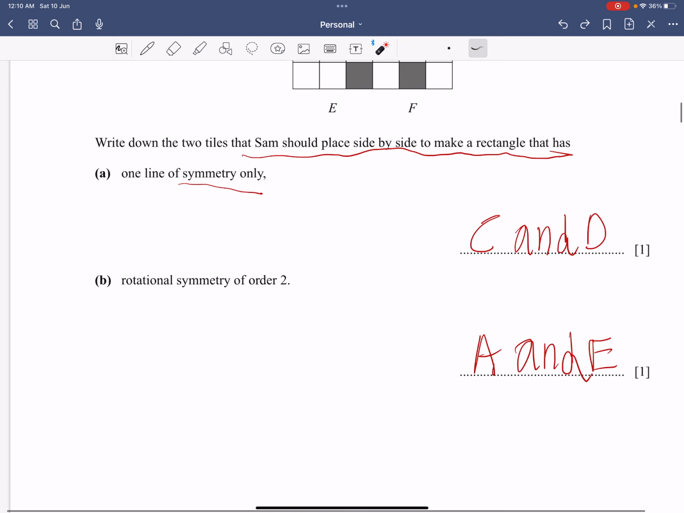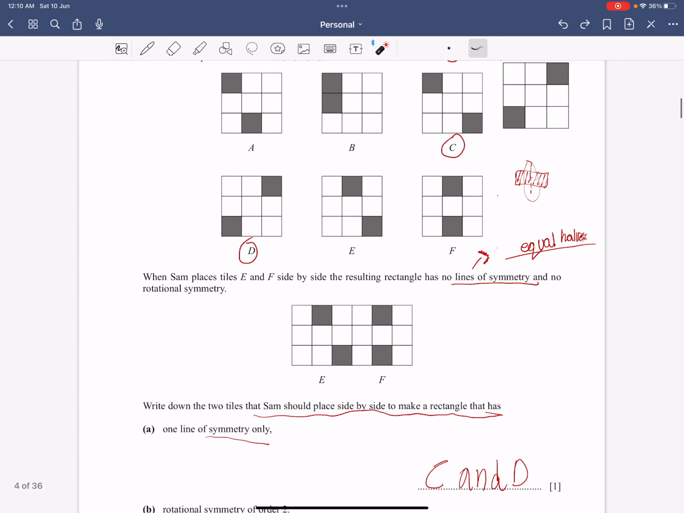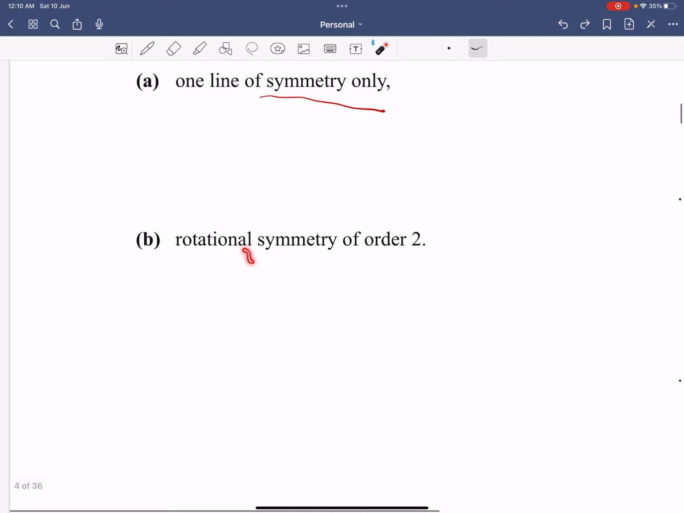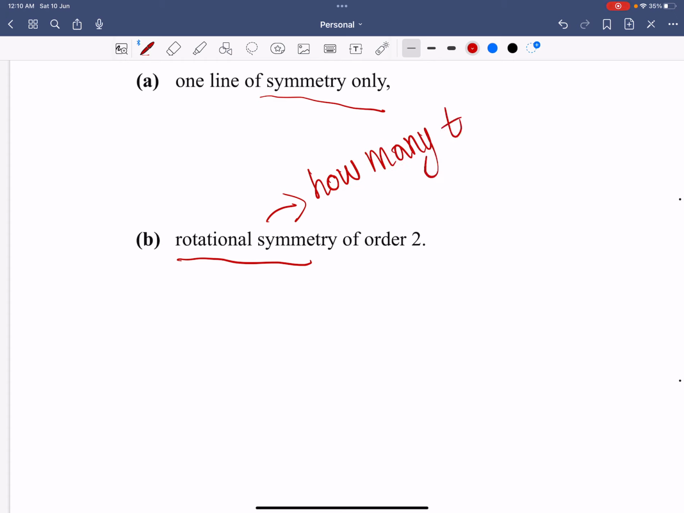Now rotational symmetry of order 2. If you join two squares, A and E, together, it will result in a rectangle which has a rotational order of 2. Why? Because see, rotational symmetry of order 2, what does it actually mean? It means how many times a figure will map onto itself.